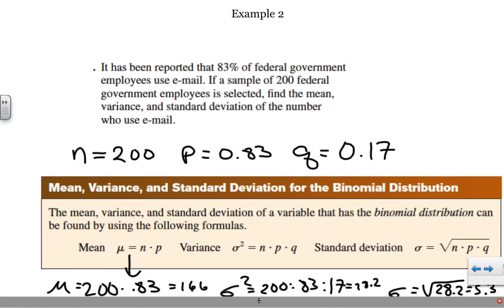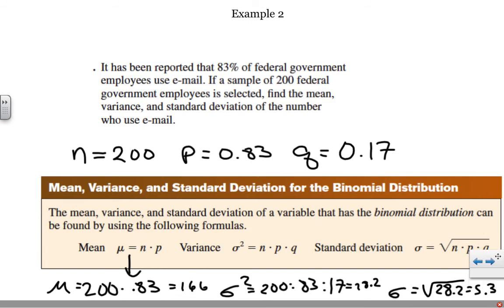So, same calculations. Okay, 200 times 0.83 is 166, that's my mean. Okay, 200 times 0.83 times 0.17 is 28.2. Sorry, that was sloppy. That's 28.2. And the standard deviation is the square root of 28.2, which is 5.3.